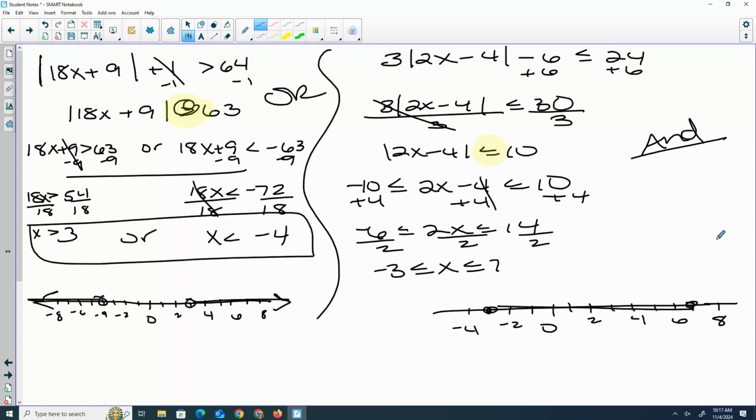So everybody should know exactly what this quiz is going to look like. 4 regular inequality problems, 4 and or problems, and then 4 absolute value problems. Are there any questions?